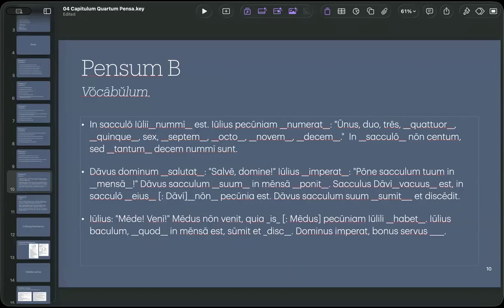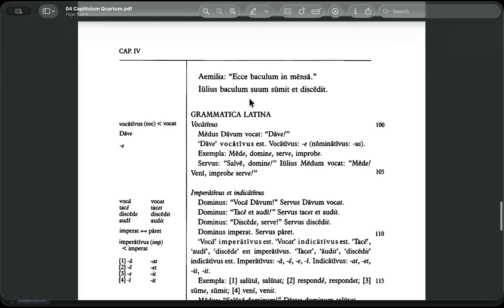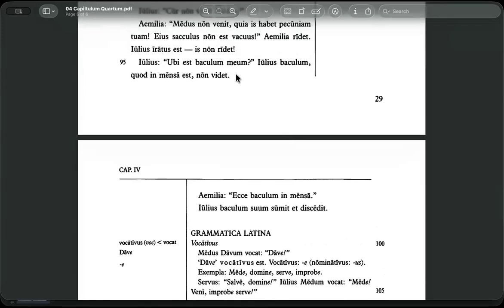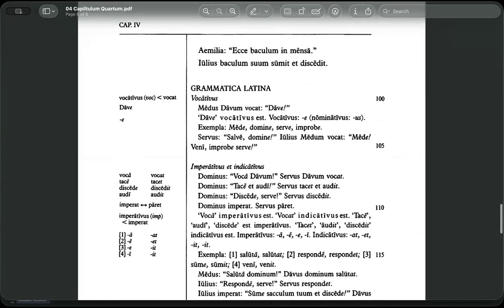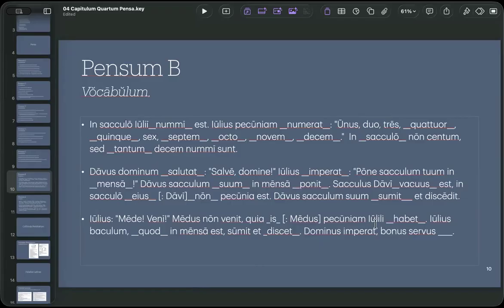I would say discede, sorry. Wait a minute, what was in the... Yeah, I thought it was discede too. Julius: Baculum quod immensa est non videt. Oh, maybe that's what they're looking for? Hold on. Julius baculum quod immensa est. Yeah, they don't have a videt. Okay, sumit, just discede it. And why don't we put an IT there?